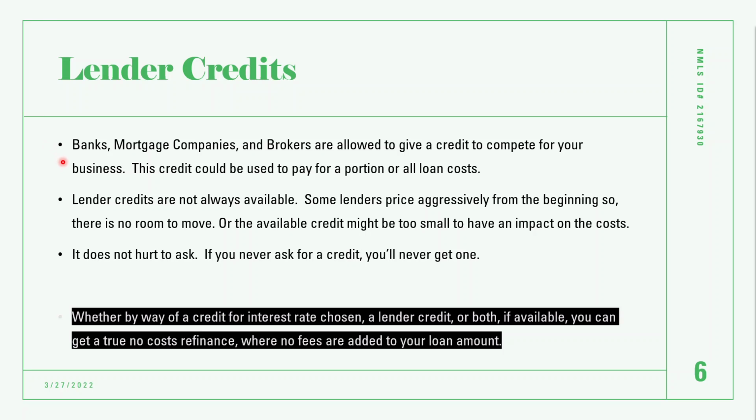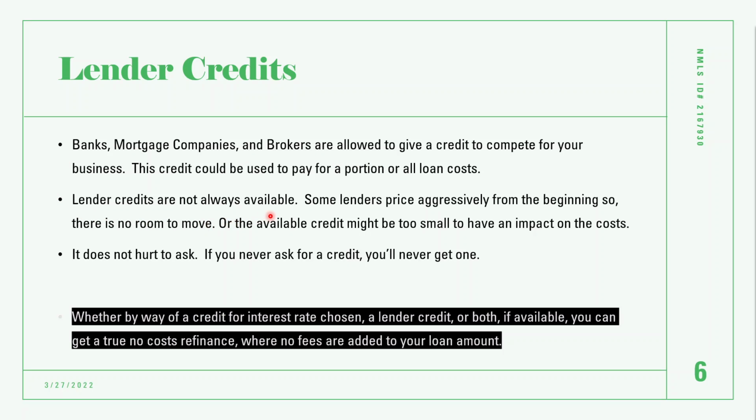There are 6 reasons why we can lower costs if lowering a cost is available. And one of those reasons is competing for business. And if you get a credit from us as a way to compete for business, this credit can be used to pay for a portion or all of the costs. Now, these lender credits are not always available.